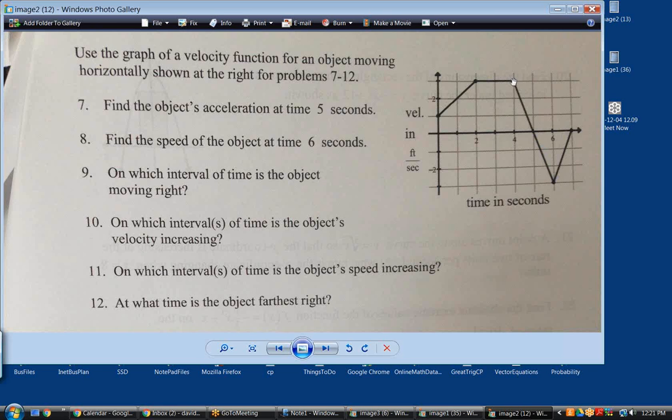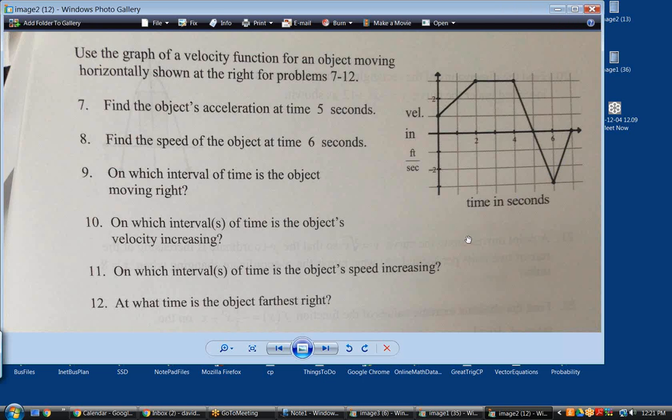In other words, here we're going 3 feet per second. Here we're going 2 feet per second, 1 foot per second. We're stopped. Excuse me, these speeds were to the right. Now we're stopped, and we're going 1 foot per second to the left. Now we're going 2 feet per second, 3 feet per second, still going 2 feet per second to the left.